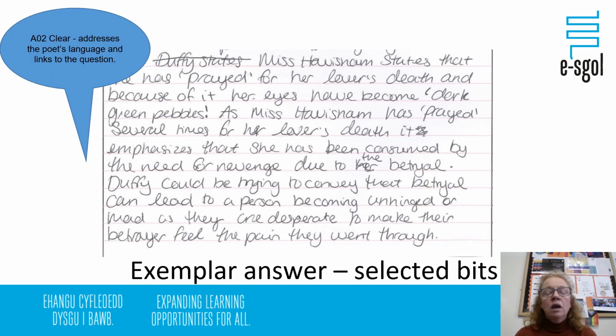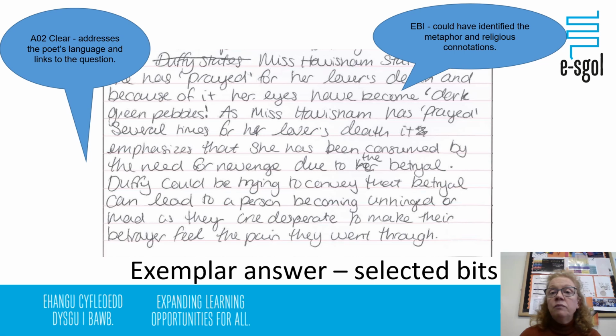Okay, so what I've got here is a little bit of an example for you, just to show you what happens in the exam. Obviously, I've only taken selected bits from it, so I've got a couple of bits from the essay. And what the candidate has got here is really good focus on the poet's language with a link to the question. So if you look here, "Miss Havisham has prayed several times for her lover's death. It emphasises that she's been consumed by the need for revenge due to the betrayal." So there's the key exam word, betrayal. They've talked about the poem, they've got a quote from it, and they've examined the effect. "Duffy could be trying to convey that betrayal can lead to a person becoming unhinged or mad." So you've got the analysis of what is being presented.